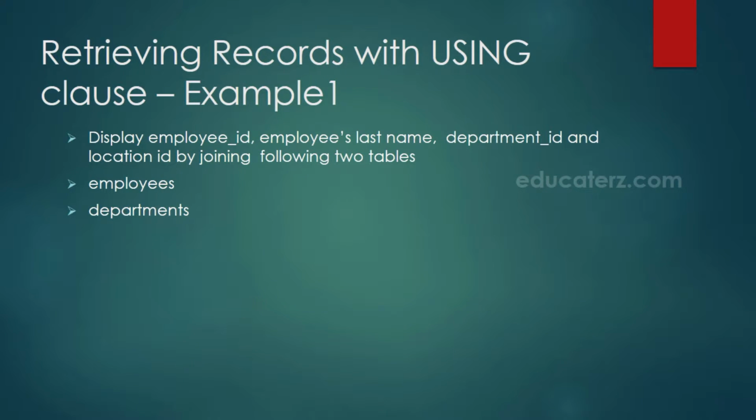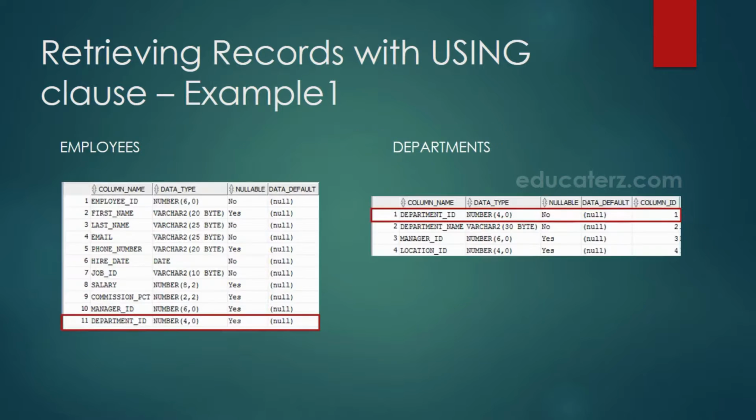Retrieve records with using clause, example 1. The problem definition is display employee ID, employee's last name, department ID and location ID by joining following two tables, employees table and departments table. In this example, we are going to use employees table and departments table. First of all, let us see the description of employees table as well as departments table.